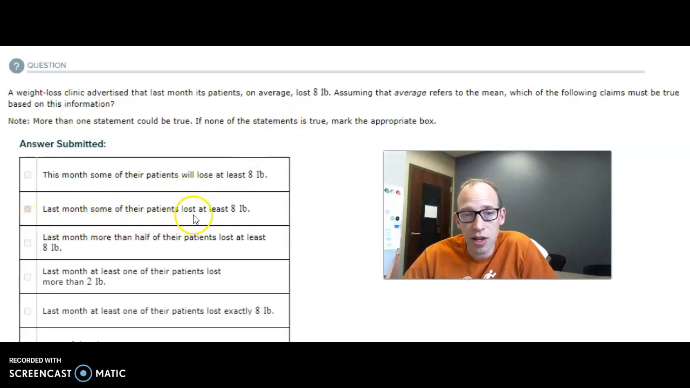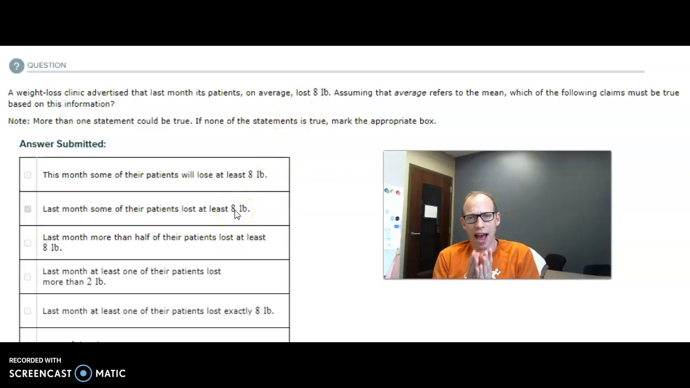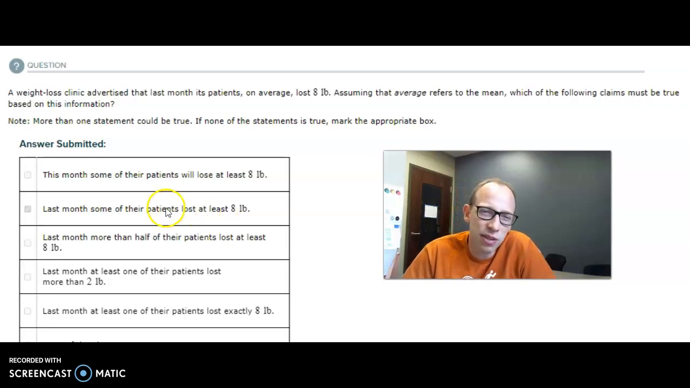Last month, some of their patients lost at least 8 pounds. That's true, assuming what they said is true. The average was 8 pounds. In order for the average to be 8 pounds, either everyone is exactly losing 8 pounds, in which case they lost at least eight, or some are less, but that means some have to be more in order to balance it out as an average of eight. So by saying that the average is eight, at least someone lost 8 pounds. And when they say some in mathematics, this means at least one, so we can say that this is true.